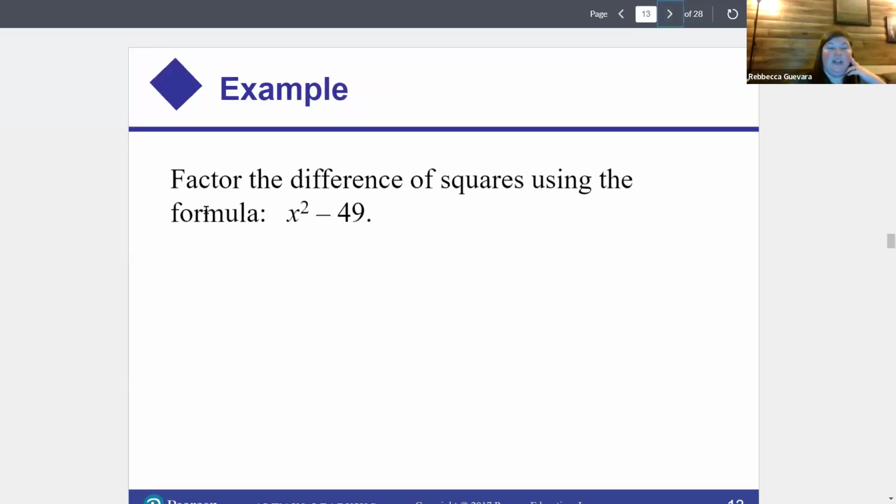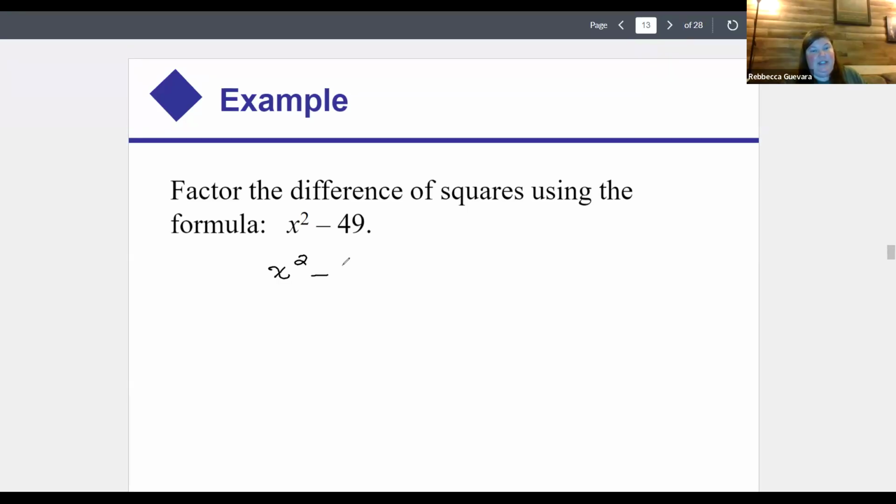For example, if I have x squared minus 49, that is just x squared minus 7 squared. Because it's a difference of squares, I know how to factor this: I'd have x minus 7 and x plus 7. All because it's that difference of squares.